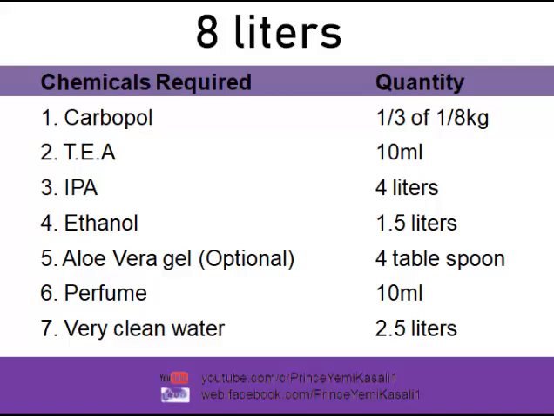The more tea you add, the thicker your production becomes. So if you have a production that is not as thick as you want, just add very little tea into it. It gets thicker, and the more IPA and ethanol you add, the more liquefied it becomes. So if it is too thick, you add more IPA and ethanol. We also have aloe vera gel, just 4 tablespoons. It's okay, and it's also optional.